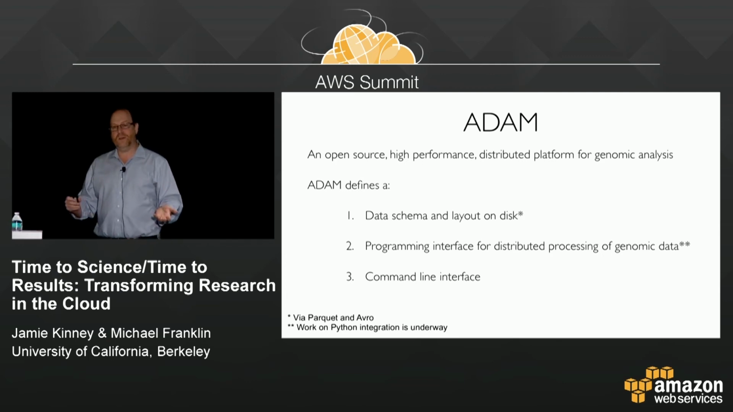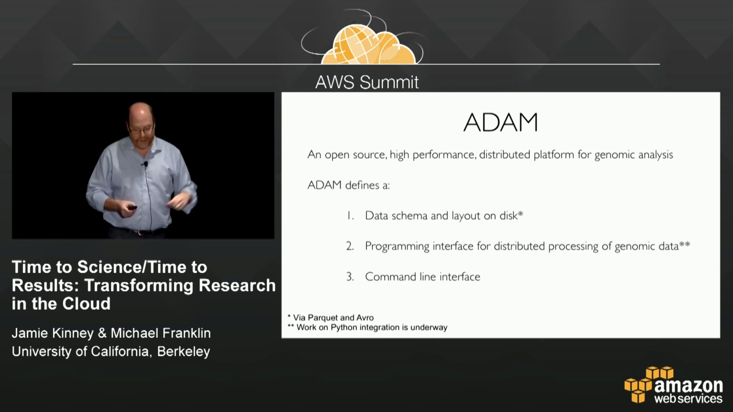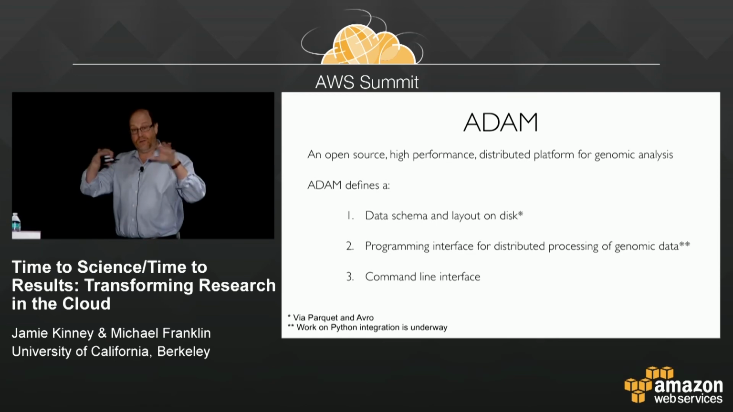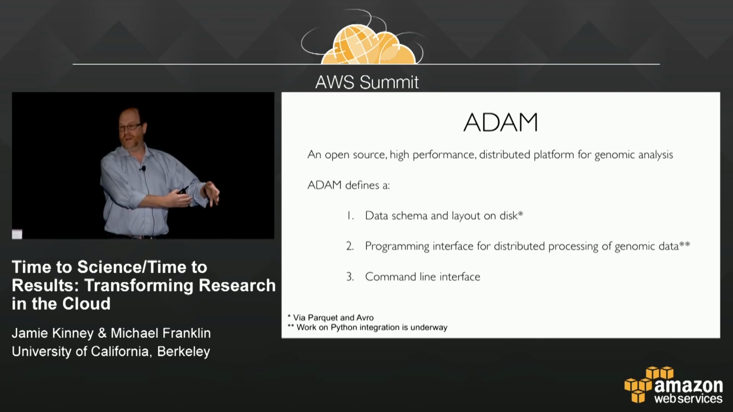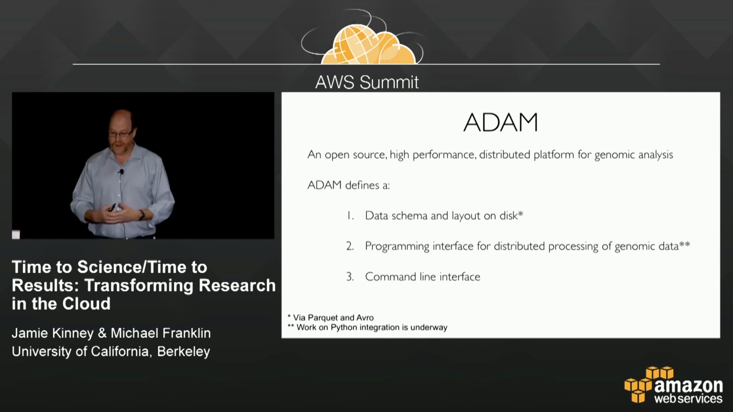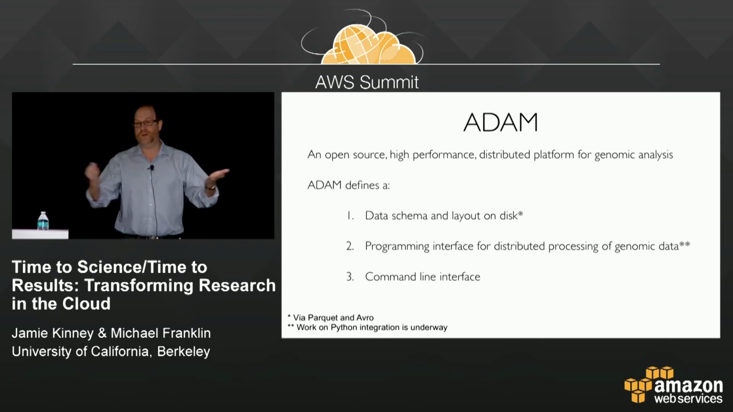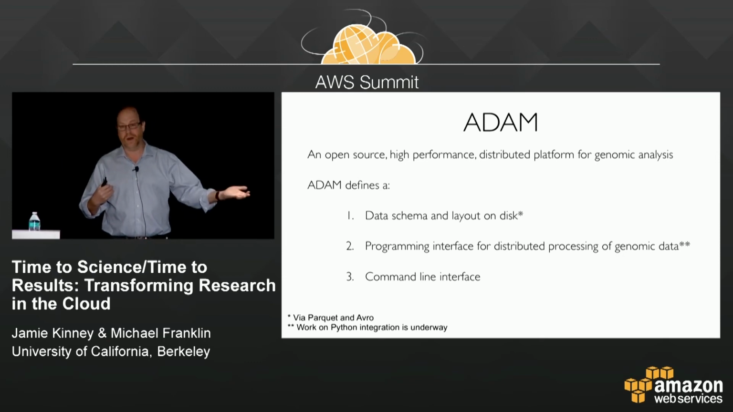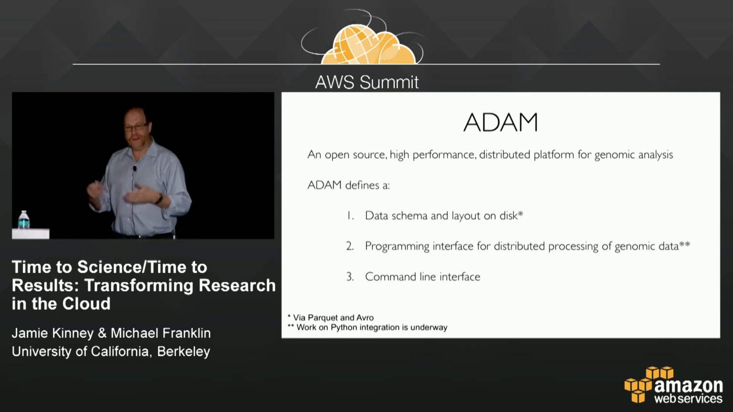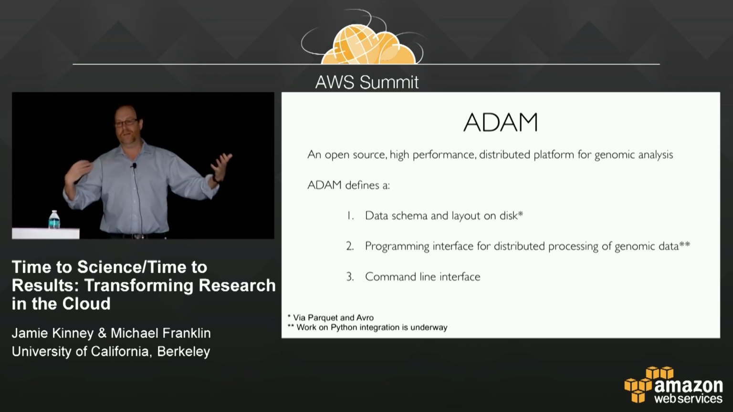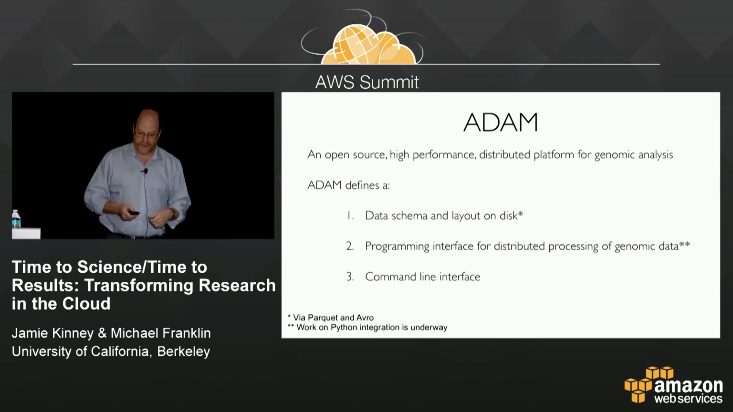So in the genomic space, we've built a system called ADAM. And basically, it defines these three things. There's a data schema, so a logical description of the data, and then a way to lay that data out on disk in a way that you can then exploit cluster and elastic resources. There's a programming interface that lets you do distributed processing, just the way MapReduce or Spark lets you leverage parallel computing. And then there are tools like command line interfaces and other things so that you can have an interactive experience when you're working with the data.